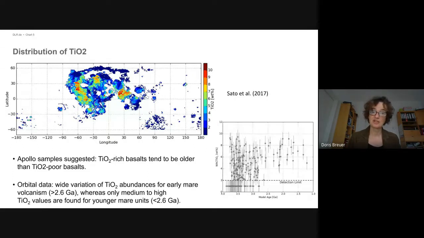So we have a stronger variation for the old mare, and for the younger, the variation is a little bit smaller, but there is no trend in the sense that titanium-rich basalts are old and titanium-poor basalts are younger. This we can't see. But this again gives us constraints on the volcanic evolution and the thermal evolution of the moon.